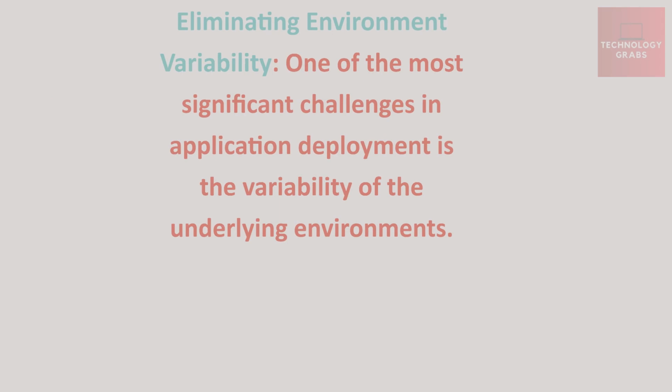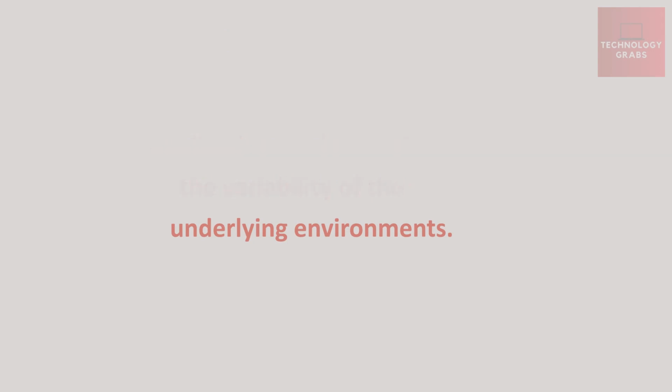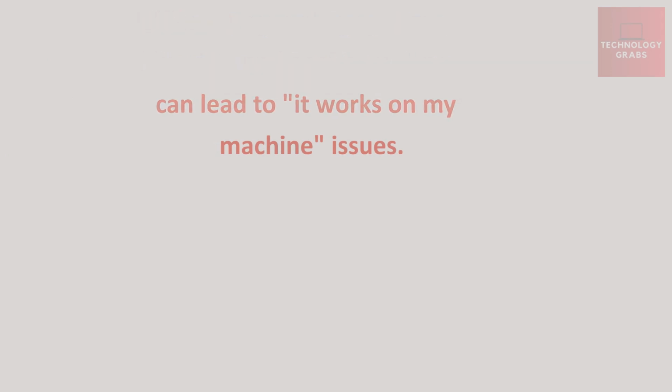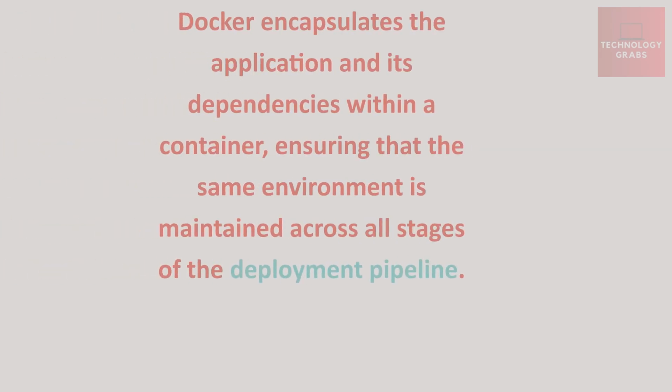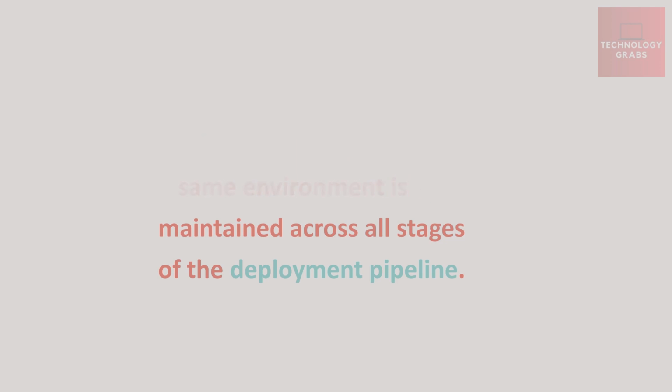Eliminating environment variability. One of the most significant challenges in application deployment is the variability of the underlying environments. Different operating systems, libraries, and configurations can lead to "it works on my machine" issues. Docker encapsulates the application and its dependencies within a container, ensuring that the same environment is maintained across all stages of the deployment pipeline.